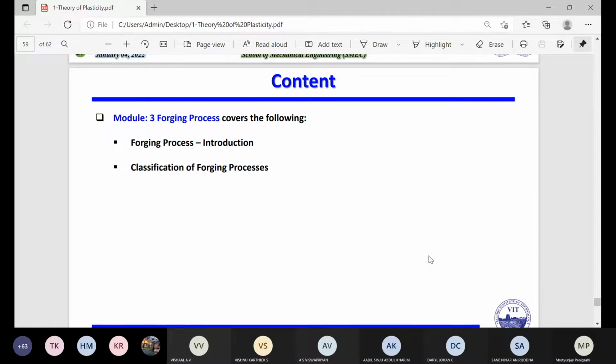Anyone? Pressing metal parts to make almost equal to the required shape. Yes, sir. Any other? Sir, it is mainly a shaping operation. Okay. Any other?